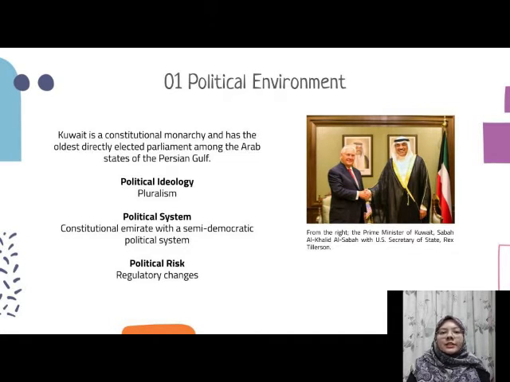Lastly is the political risk. The political risk of Kuwait is regulatory changes. The picture on the right side of the slide depicts the Prime Minister of Kuwait, Sabah Al-Khalid Al-Sabah, on the right, with US Secretary of State, Rex Tillerson, on the left.